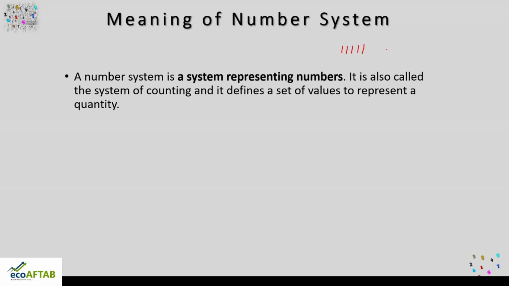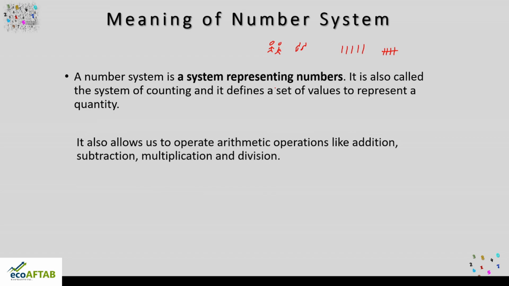And later on, we came to know in our schools about 1, 2, 3, 4, 5. This is frequency distribution. In a few places, they used to draw something. They used to draw this type of images to count. So the origin of number system is as old as the civilization has started. But how we are presenting these numbers, that is what is our number system. It also allows us to operate arithmetic operations such as addition, subtraction, multiplication, and division. It is possible because of these numbers that we are able to go on for arithmetic operations.